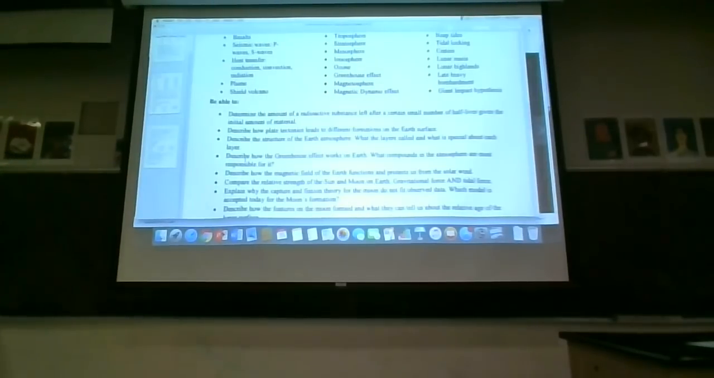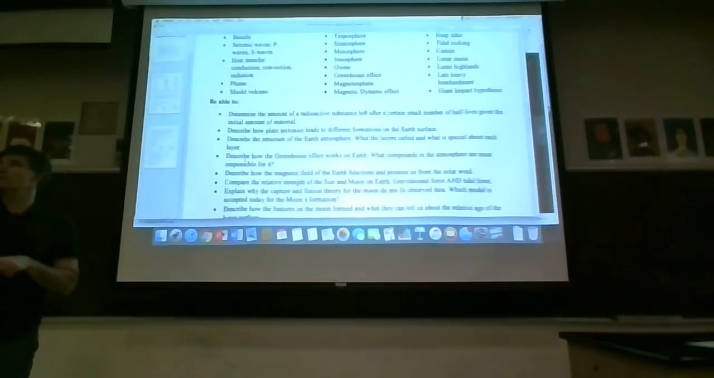Okay. Let's see. Describe the structure of the Earth's atmosphere. I think I did that as well, right? We got the layers. What are they called and what's special? I think I covered that. The layers are called troposphere, weather, all the water. Next one, stratosphere, ozone layer. Mesosphere, not sure what to tell you except the meteors go through there, leave streaks. Top one, ionosphere, electrically charged.